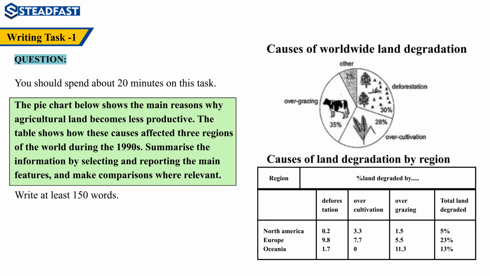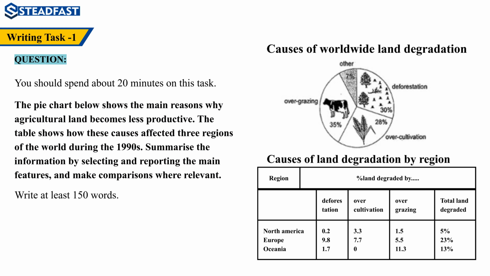The pie chart below shows the main reasons why agricultural land becomes less productive. The table shows how these causes affected 3 regions of the world during the 1990s. Summarize the information by selecting and reporting the main features, and make comparisons where relevant. Write at least 150 words.